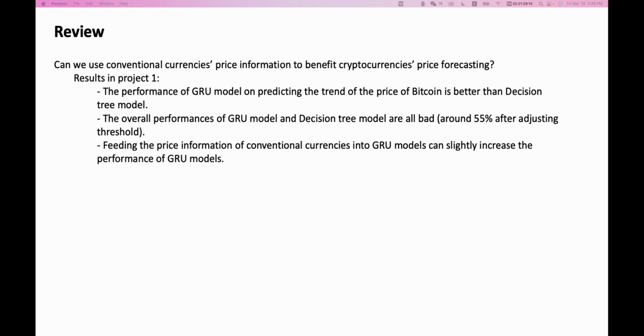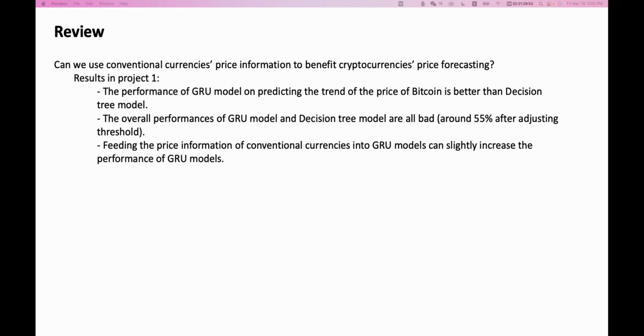The specific question I wanted to answer in the first one is, can conventional currencies price information benefit cryptocurrencies price forecasting? I compared the performance of decision tree model and the simple recurrent neural network on predicting the trend of price change of Bitcoin with conventional currencies price information and without. There are mainly three findings in the first project. First, the performance of GRU model on predicting the trend of the price of Bitcoin is better than decision tree model. Second, the overall performances of GRU model and decision tree model are all bad.